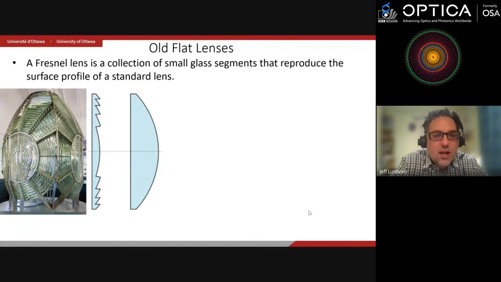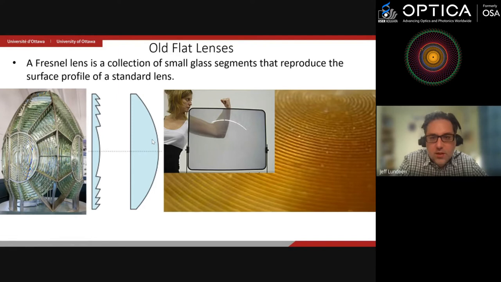So let's get on to the subject of the talk. A Fresnel lens is a collection of small glass segments that reproduce the surface profile of a standard lens. I remember when I first learned about them, it kind of blew my mind that this was possible, that you could just get rid of all the stuff inside, and it allows us to make flat lenses. For instance, for a while, to make thin TVs, they would still use an old-fashioned cathode ray tube, but then they would magnify the image with a gigantic flat lens. You can see here with this lady with her arm behind it. And here's a close-up. You can see the surface grooves on it.